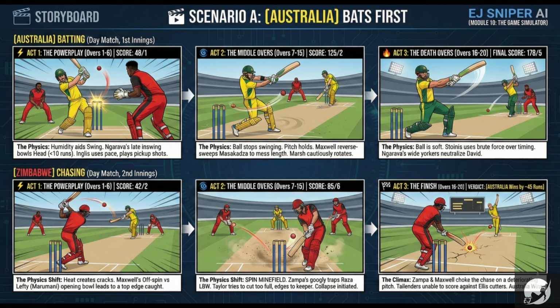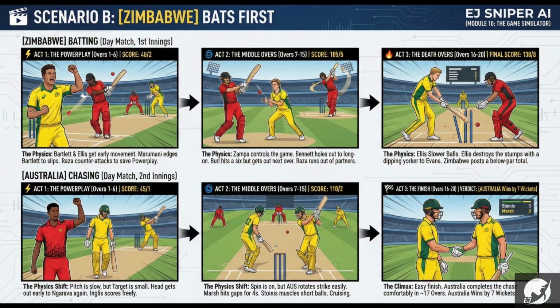Scenario Bravo. Zimbabwe bats first. Sniper. Now engage Scenario Bravo. What happens if Zimbabwe bats first? Act 1. The struggle. Zimbabwe tries to attack, but the Australian pacers strike. Bartlett and Ellis get early swing. Marimani edges to slips immediately.